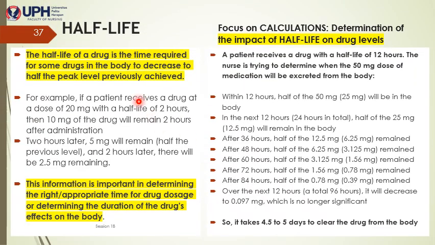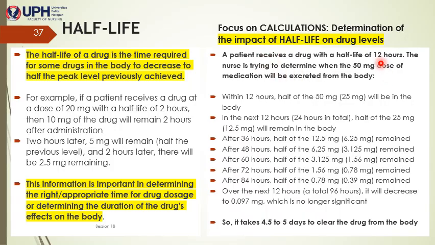Next is what we call half-life. Half-life is the time required for the drug in the body to decrease to half of the peak level previously achieved. For example, we have a drug here, 20 milligrams, with a half-life of 2 hours. After 2 hours it will be only 10 milligrams, after another 2 hours it will be 5 milligrams, and 2 hours later it will be 2.5, and then it will be gone from the body. This is important to determine the right time for drug dosage and also to determine the duration of the drug's effect on the body. You can have a read on this one.